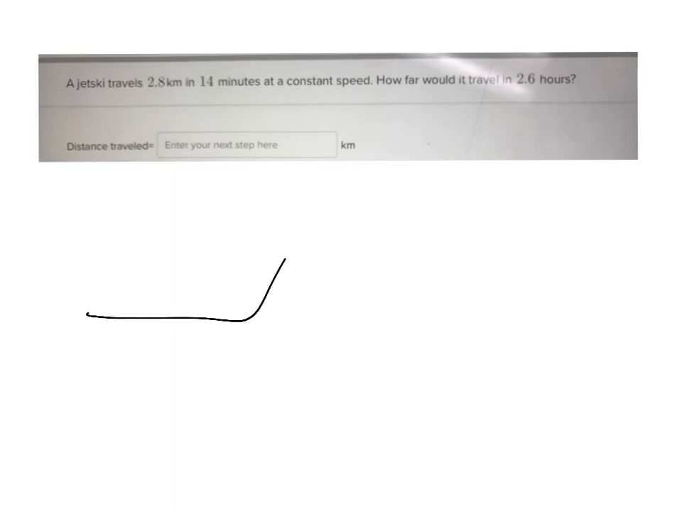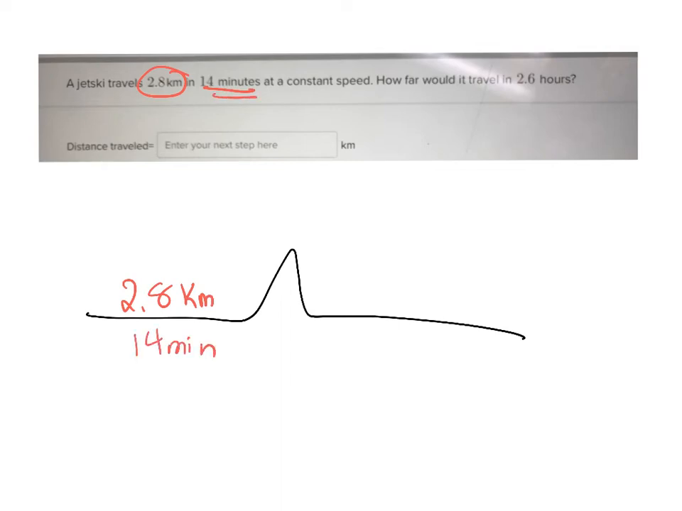So if I was going to make a relationship, a bridge map, an analogy, I would say that the 2.8 kilometers is related to the 14 minutes because that's the rate. I'm going 2.8 kilometers in 14 minutes. That's related to this as how far, that's my distance. I don't know, that's my unknown. Let's say D for distance, in 2.6 hours.